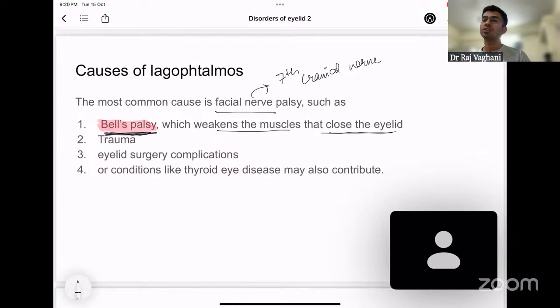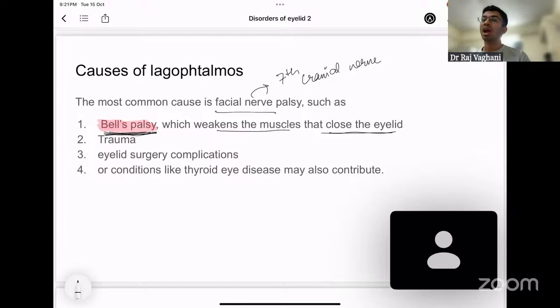Other causes of facial nerve palsy can be trauma. If there's trauma to the face or your facial nerve has been dissected, if you have any injury on the face, that means a facial nerve has been cut. Then that can also lead to lag ophthalmos.